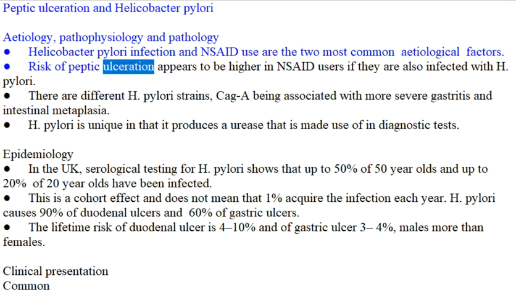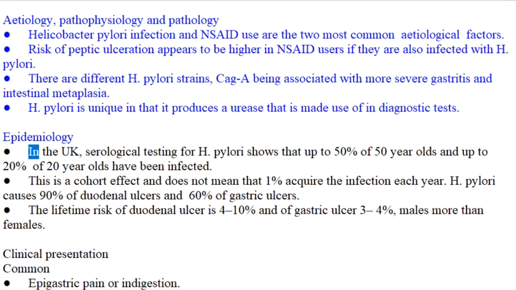Risk of peptic ulceration appears to be higher in NSAID users if they are also infected with H. pylori. There are different H. pylori strains, CagA being associated with more severe gastritis and intestinal metaplasia. H. pylori is unique in that it produces a urease that is made use of in diagnostic tests.